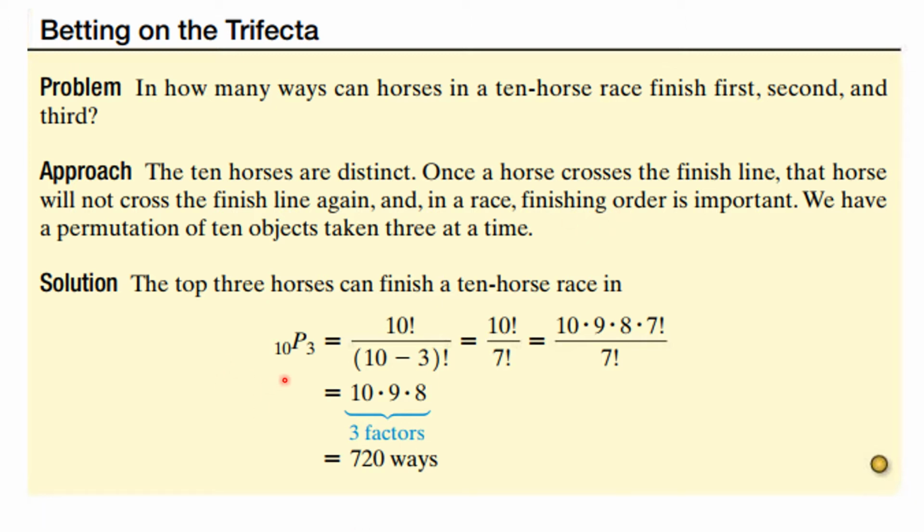And so 10P3 is 10 factorial over 10 minus 3 whole factorial. You subtract this first, that's 7 factorial. And you have 10 factorial over 7 factorial, which is this. And notice that the 7 factorials will cancel out. And so there are 720 ways that you can make this bet. So your chances of winning, if you didn't know anything about horse racing and you were just randomly picking the horses, will be 1 out of 720.